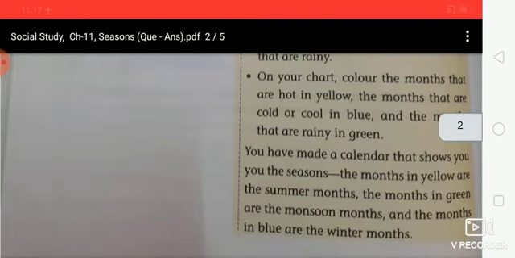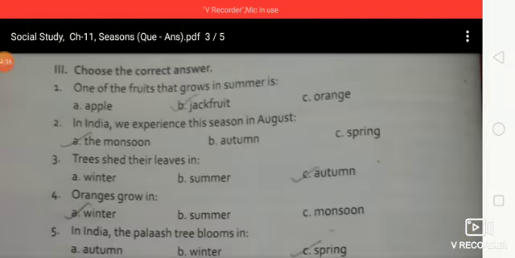The months in yellow are the summer months, and the months in green are the monsoon months, that means the rainy season. And the months in blue are the winter months. Different periods of the year that are hot, cold or rainy are known as seasons.